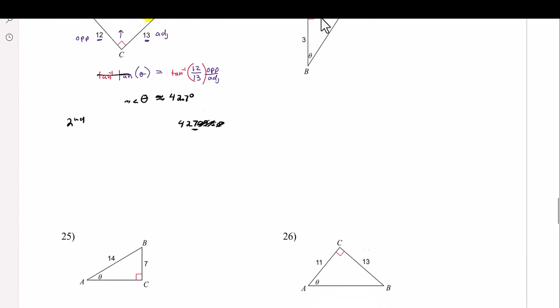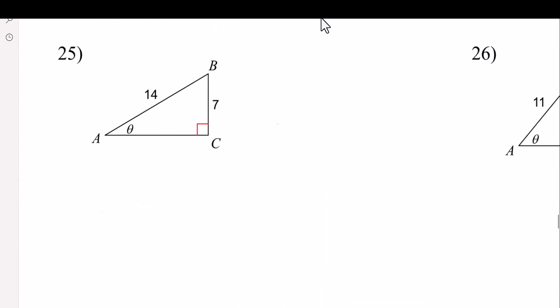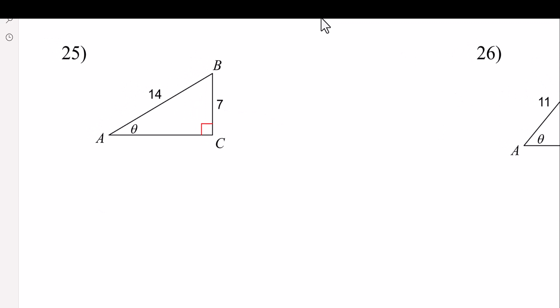Okay. Now we have one with the hypotenuse. So now we have one other than tangent. So from the viewpoint of this angle, this is the opposite. This is the hypotenuse, because it's across from the right angle. Well, that is sine. Sine is opposite over hypotenuse.